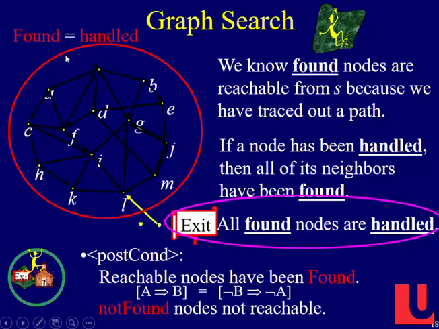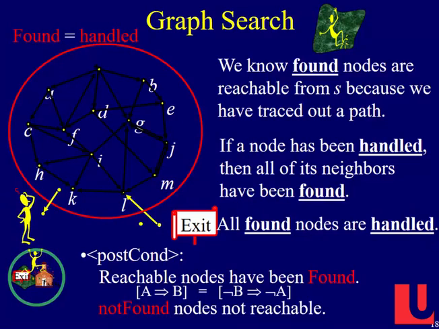These are around the found nodes. And remember, we know that all found nodes are handled, so the set of found nodes equals the set of handled nodes, right? So those are the guys that are found. And these guys out here, they're not found, right?